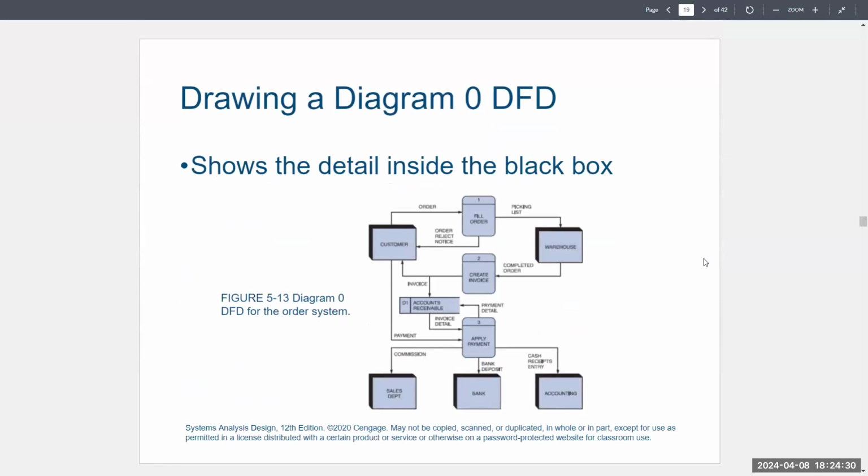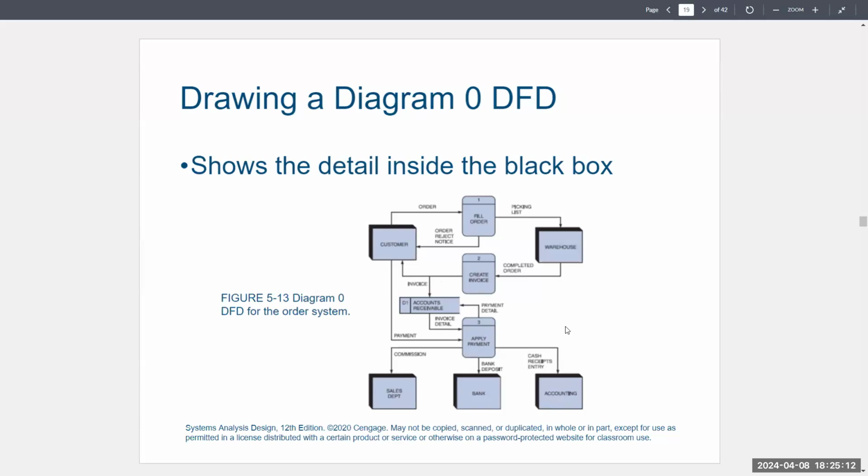Now, next is what? Diagram 0. That's the next level of a data flow diagram. Context, and then diagram 0, which talks about what are all the different processes within that system, which are given the numbers 1, 2, 3, right? In this case, fill order, create invoice, apply payment, which may be talking to these different systems, right? And in some cases, storing data within an internal data store, and all of the different directions of the data flow, right? It's a little bit more detailed than a context diagram.